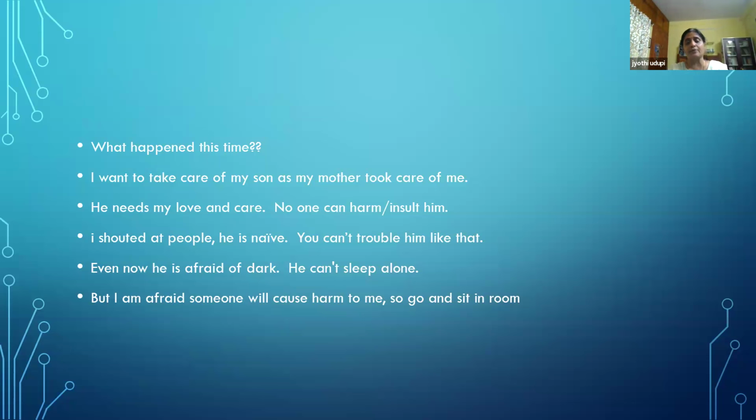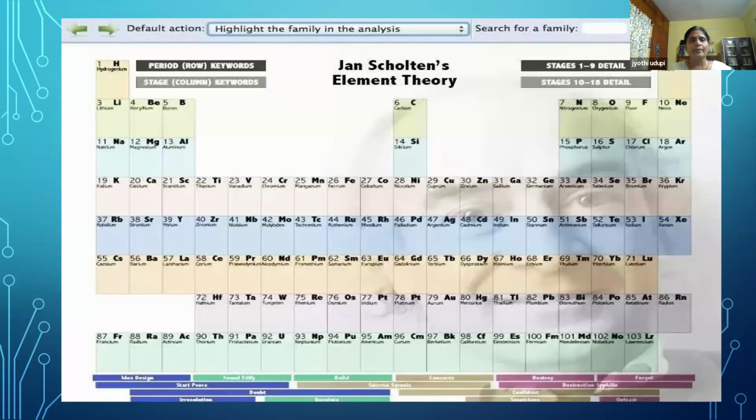But I am afraid someone will cause harm to me. So I go and sit in his room. Always I'll be behind him. So see, I am again showing you Sankaran's chart. Where to fit this case?